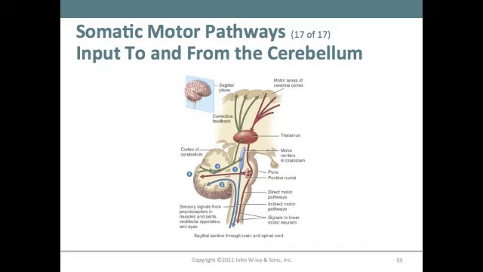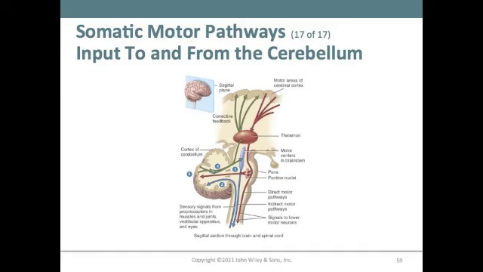At number 3, the cerebellum is comparing command signals with sensory information. So the cerebellum compares intentions for movement with the actual movement that is being performed. And then at number 4, the cerebellum sends out corrective feedback.